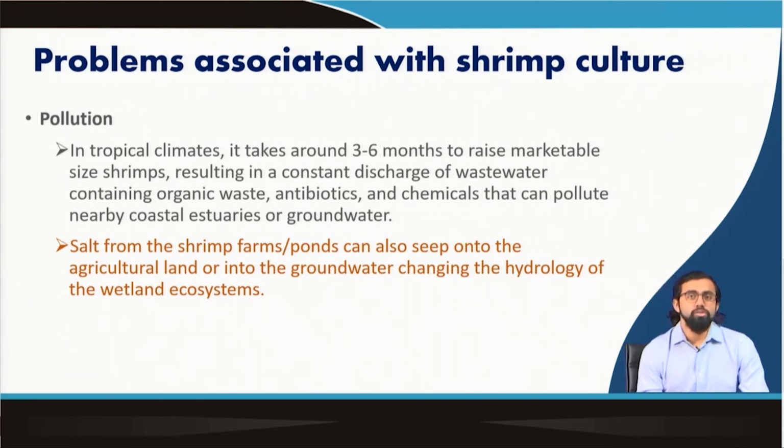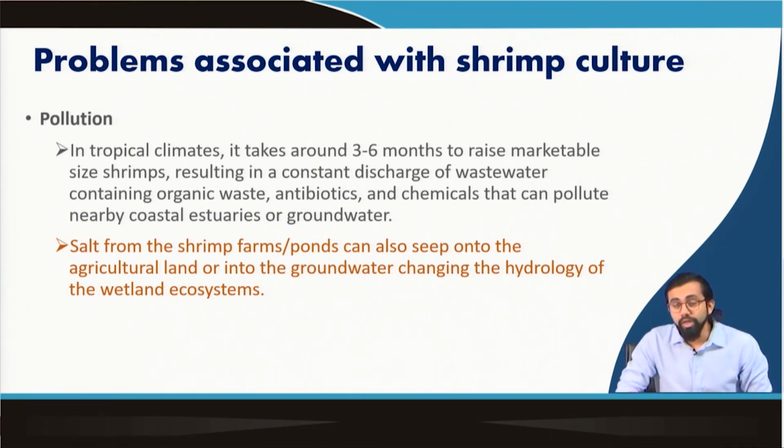What are the problems associated with shrimp culture? Definitely the first thing is pollution. In the tropical climate, it takes around 3 to 6 months to raise marketable size shrimps, resulting in a constant discharge of wastewater containing organic waste, antibiotics, and chemicals that can pollute the nearby coastal estuaries and the groundwater.